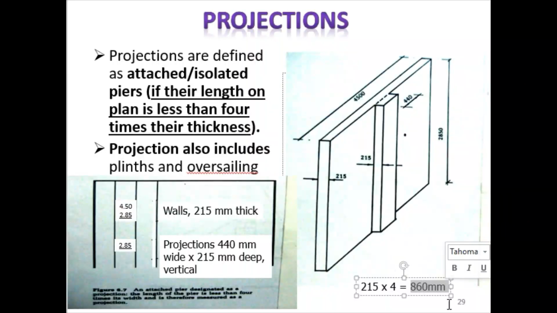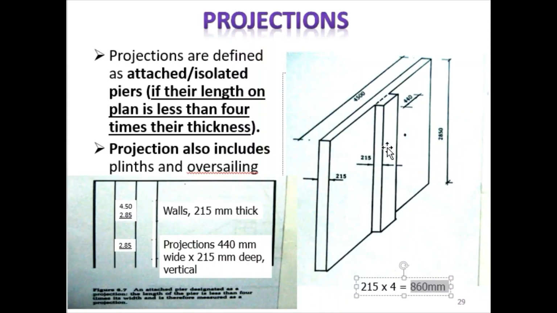And how much did you get? I have 860 mm there. So if you see that 440 is less than 860, you will not consider this as a wall. Okay, so this projection is not considered a wall.